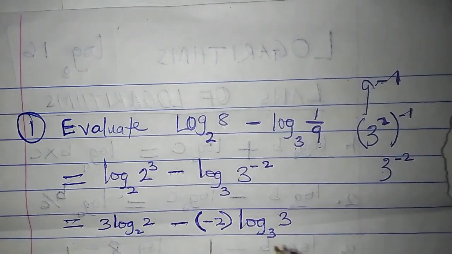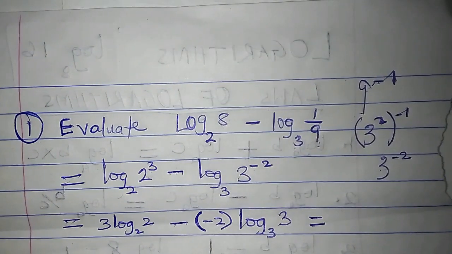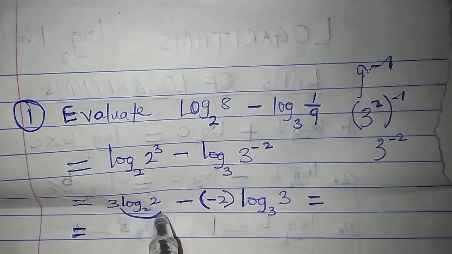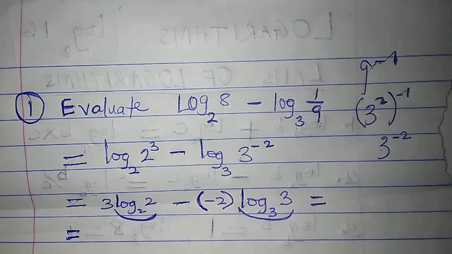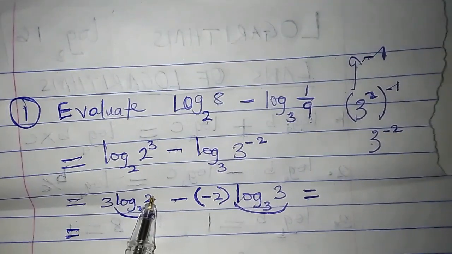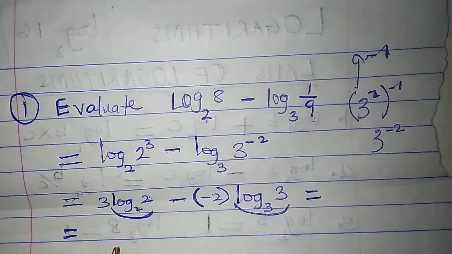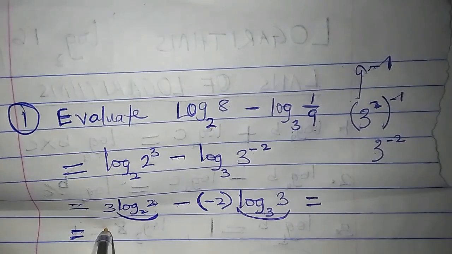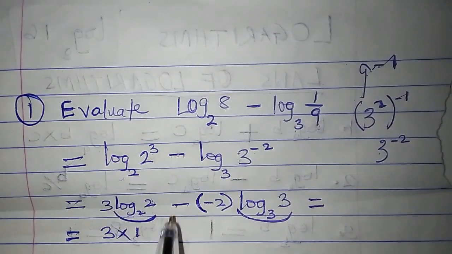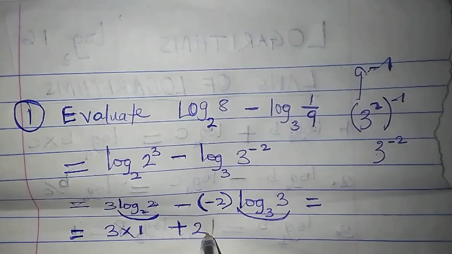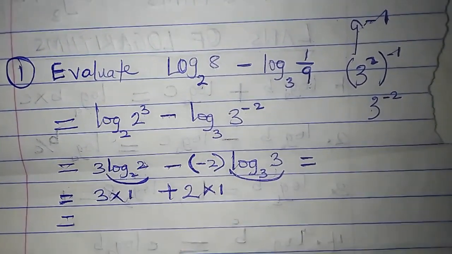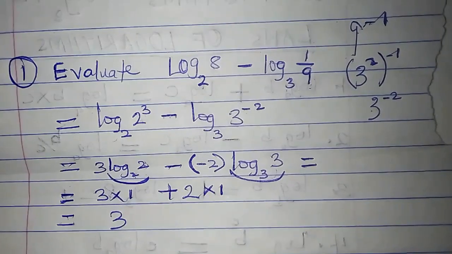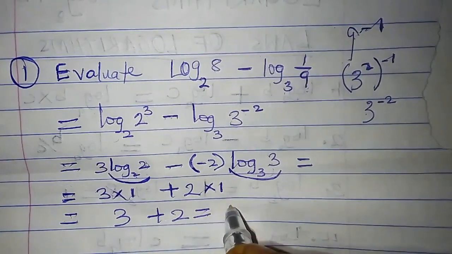Alright. Now, there is something I know for sure. The value of log 2 base 2, I know it is 1. The value of log 3 base 3, I know it is also 1. Because the logarithm of a number to the base of the same number is equal to 1. So log 2 base 2 is 1. Log 3 base 3 is 1. So this is equal to 3 times 1, minus minus is plus 2. Everything here is 1. 2 times 1. 3 times 1 is 3. 2 times 1 is 2. And 3 plus 2 is 5.